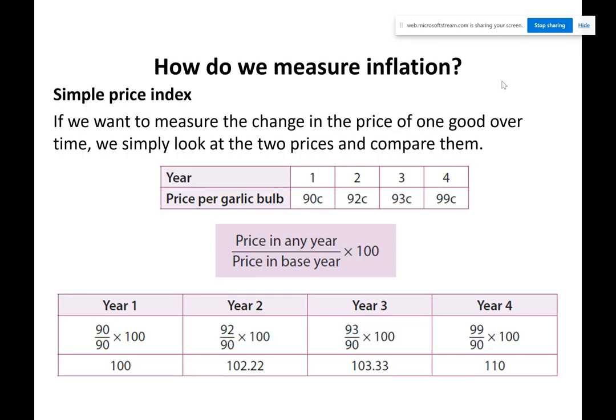Now, really what you're looking for is what is it going up by? You can see here in year two, it's gone up by 2.2%. So from year one to year two, the price of garlic has gone up by 2.2%. In year three, from year one, it's gone up by 3.33%. And in year four, so over 4 years, the price of garlic has risen by 10%, if that makes sense. So that's very simple to do. You're probably not even going to have to do this. It might pop up in an ordinary level question, but it's not going to pop up in a higher level question.